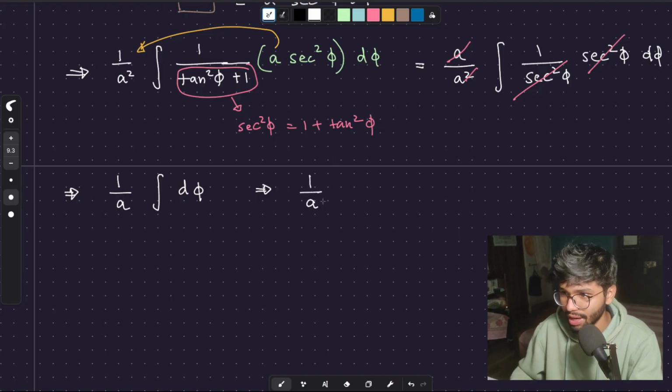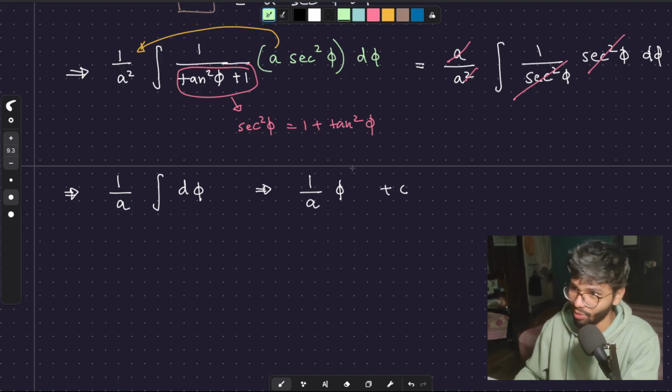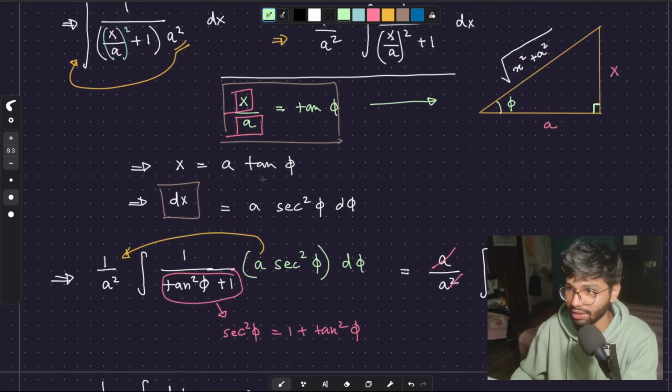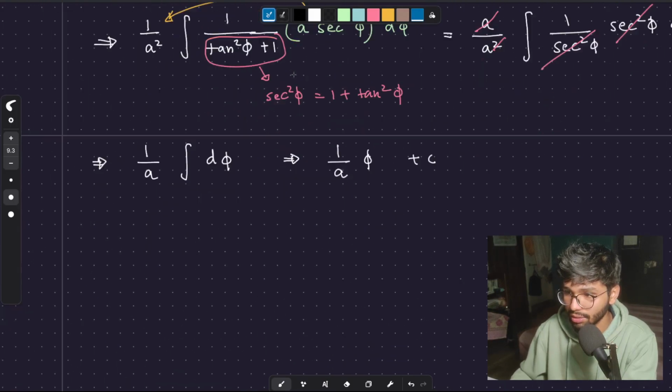So let us do that. 1 over a times phi plus c. But we're not done yet because we gotta figure it out. Like, what are we talking about, right? What is phi? We don't know what phi is, but we do actually. We made a substitution. This one, right? We made a substitution. We can just take that.